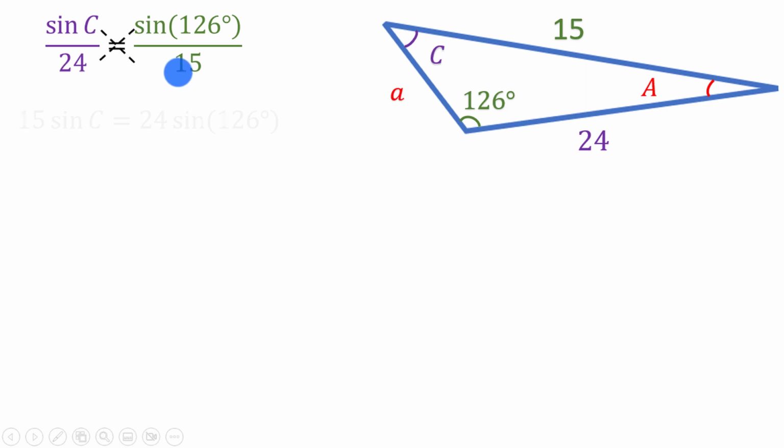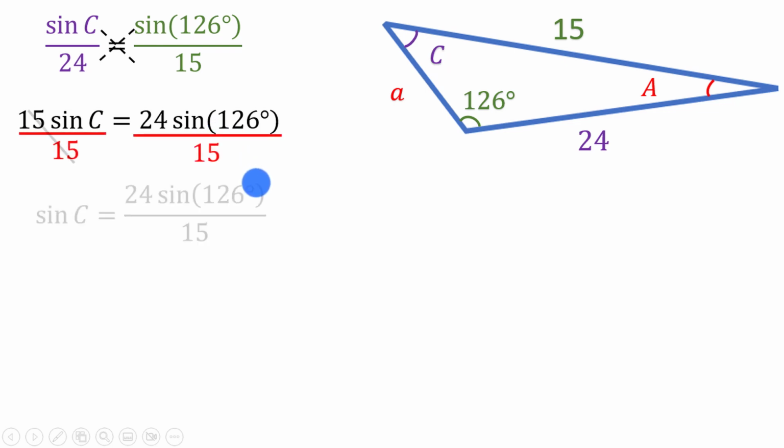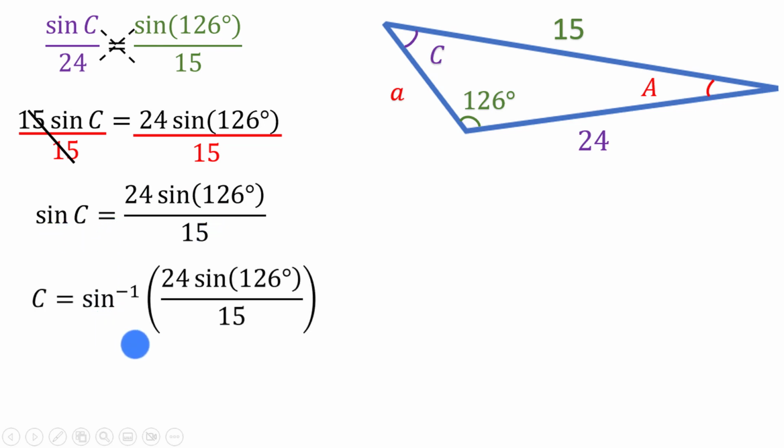If we cross multiply, we will get 15 times the sine of capital C is equal to 24 times the sine of 126 degrees. If we divide both sides by 15, we will get that sine of capital C is equal to 24 times the sine of 126 degrees divided by 15. The way that you solve for an angle in a sine function is to take the inverse sine of both sides. The inverse sine of sine of capital C is just capital C, and the inverse sine of the right-hand side is inverse sine of 24 sine of 126 degrees divided by 15.